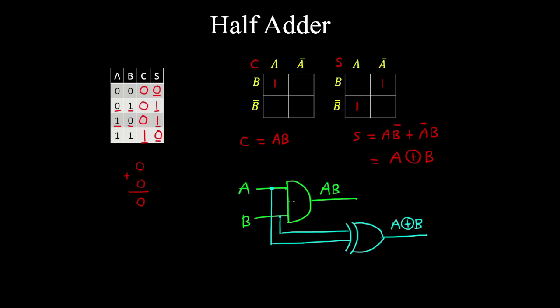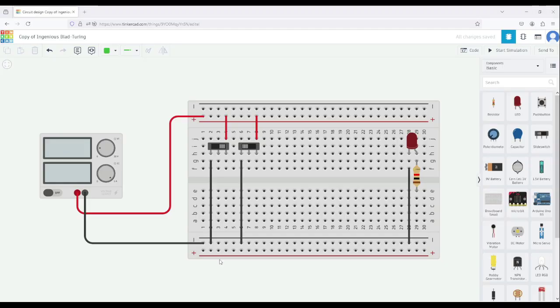Now let's implement our circuit in Tinkercad. So I've set up our switches representing input A and B and the power supply. And here we have our LED to output our result. So watch the link video below if you're not familiar with this step.